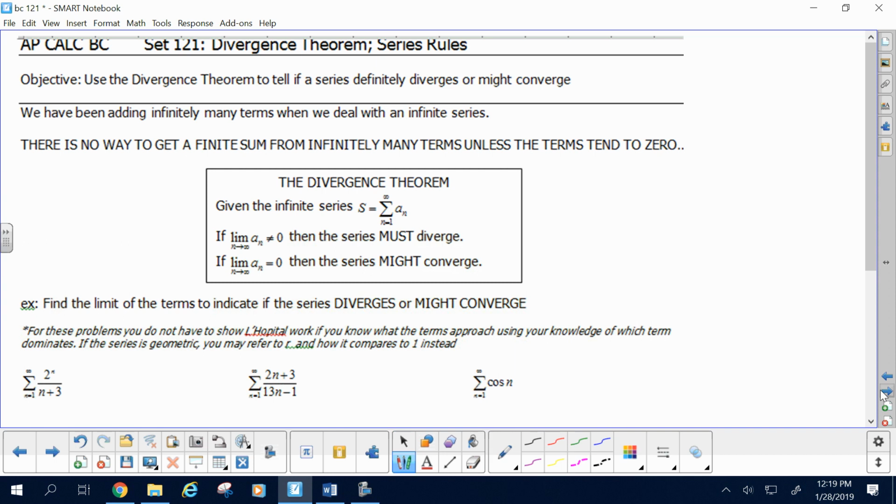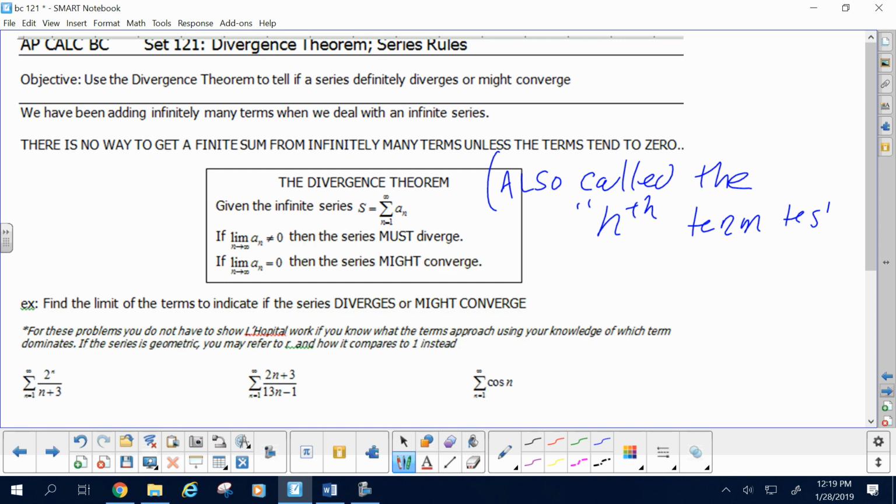Also, would you write in here, also called the nth term test. Some books call it the nth term test, really. Our book calls it the divergence theorem. And it goes like this. Before you even try and find an infinite summation, you say, is there even a chance? And by even a chance, that means, do the terms go to 0? If you take the limit of the terms, now that's the terms, not the sum, and the terms don't go to 0, it's done. It diverges, period.